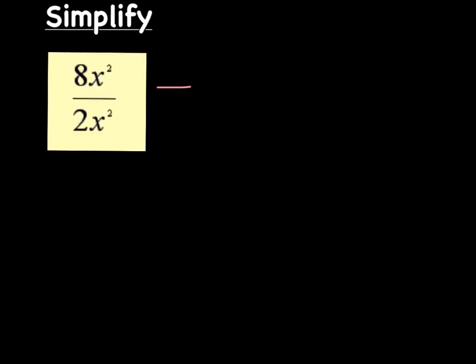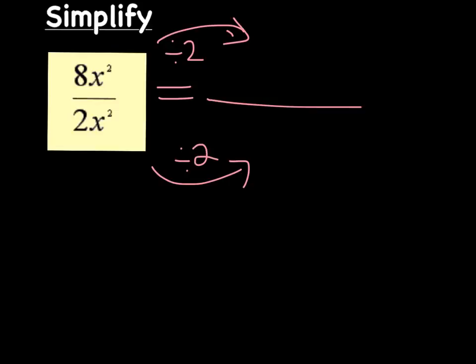So is there a factor of both 8 and 2? Well, I can divide them both by 2, which gives me 8 divided by 2, which is 4, and then I've got 2 divided by 2, which is 1. Okay, so now I've dealt with the numbers, I'm going to deal with the letters.